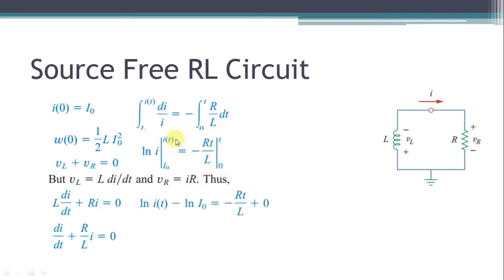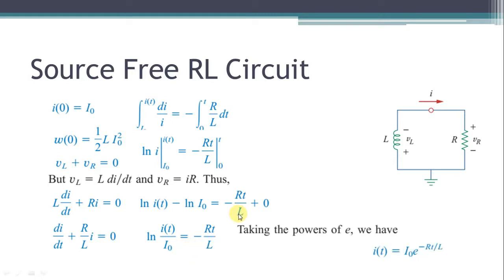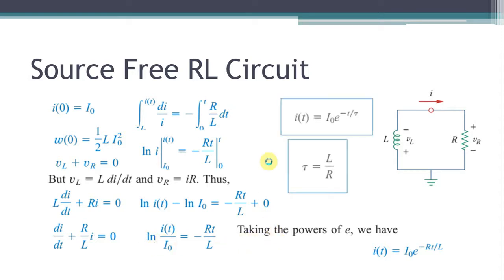So putting the upper limit minus lower limit gives us this equation: log of i(t) minus log of I naught equals minus Rt divided by L plus 0. Rearranging the equation gives us: log of i(t) divided by I naught equals minus Rt divided by L. Taking the power of e produces i(t) equals I naught e to the power minus t over tau.